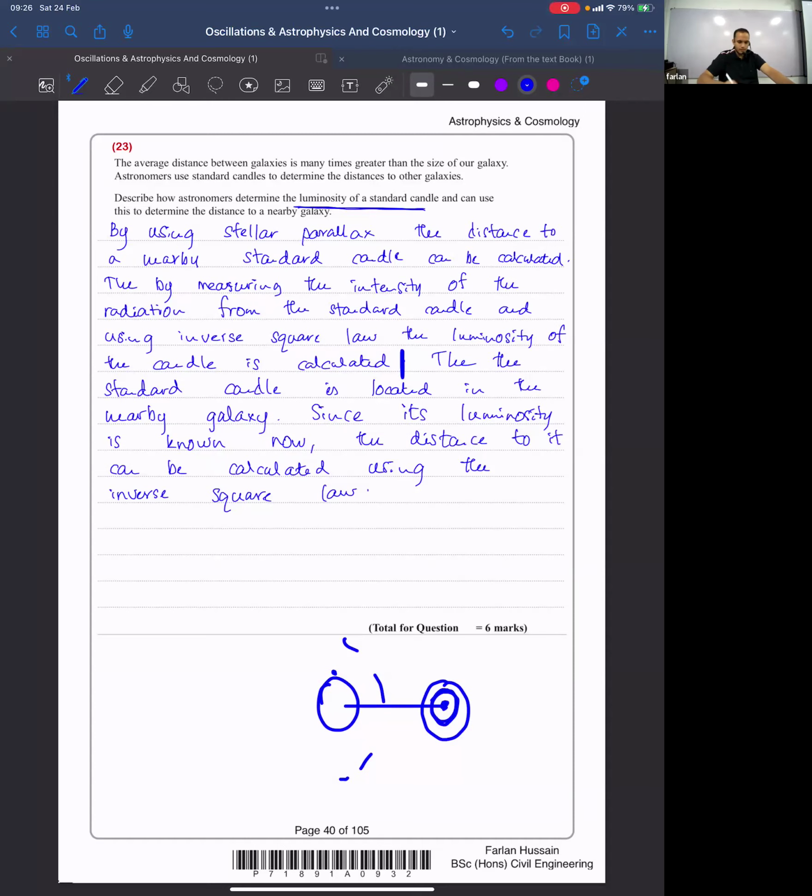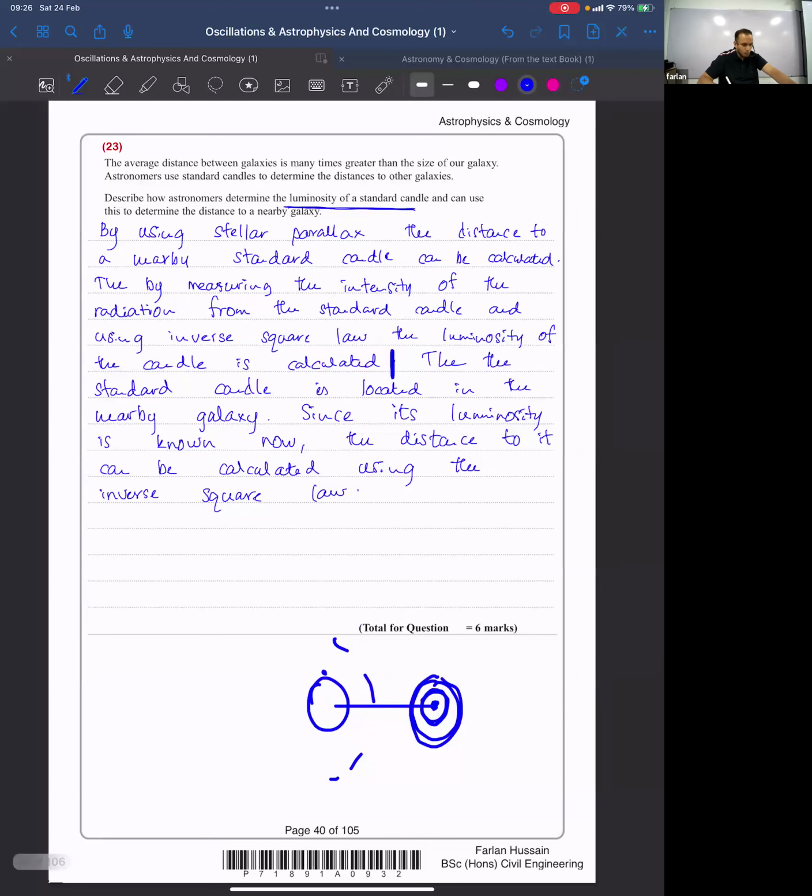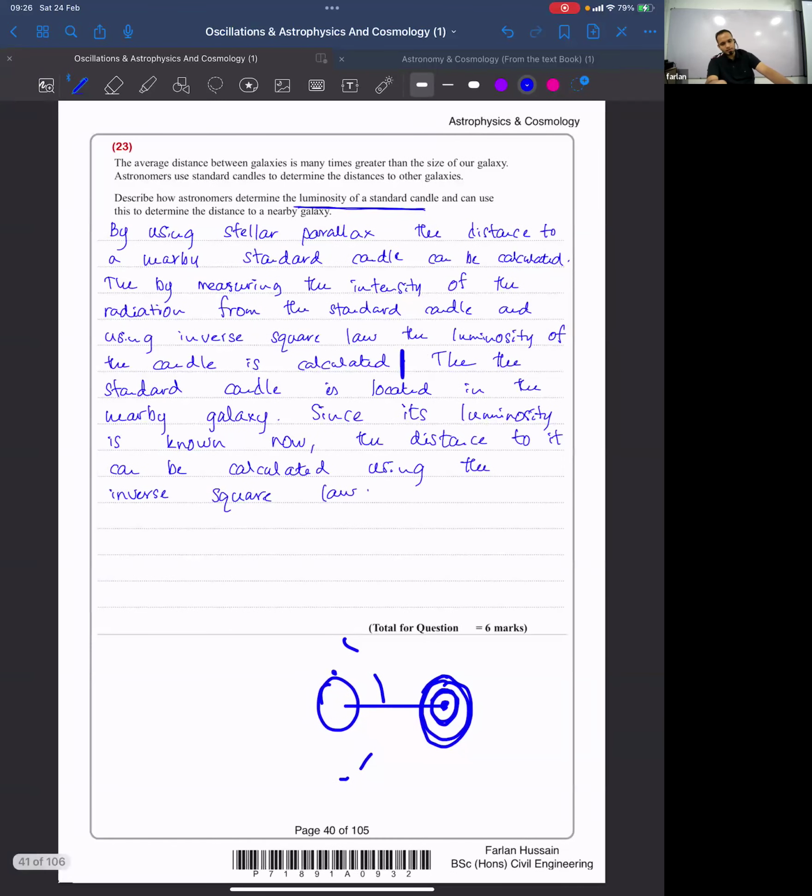First, you find the luminosity of a star which is closer to you using stellar parallax, using trigonometry. Intensity will be different. Correct. So we find a standard candle is something with the known luminosity. So you find the luminosity of this and you search for something which approximately has the same luminosity. Then using the inverse square law, you can find the distance. They're asking to find the distance.